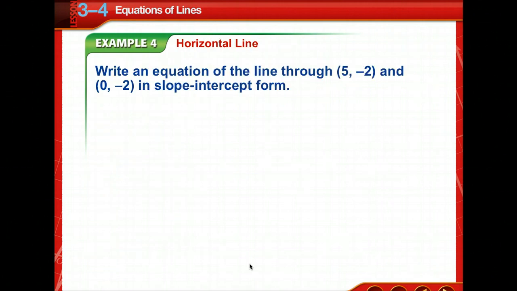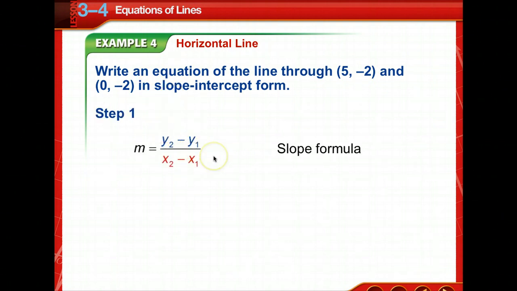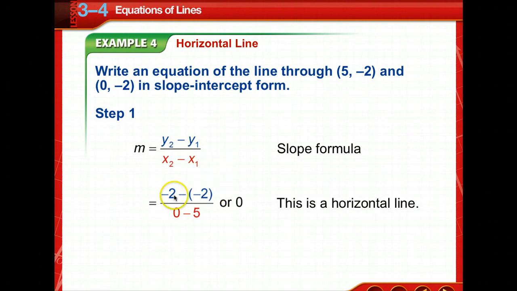Now write an equation of the line through points 5, -2, and 0, -2. Notice that both the y's are -2. So we know we're going to have a horizontal line. We're to write that in slope-intercept form. So first of all, we're going to find the slope. Notice when we've got -2 minus a -2, so -2 plus 2, we're going to have 0 divided by -5. So that's going to give us a 0.